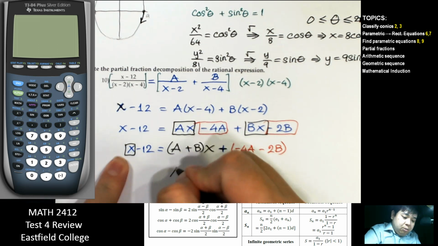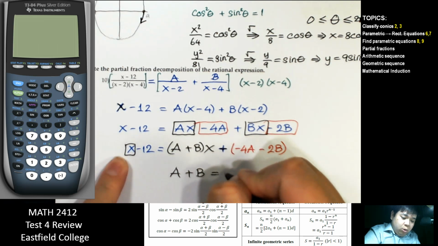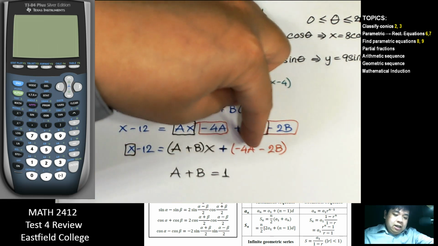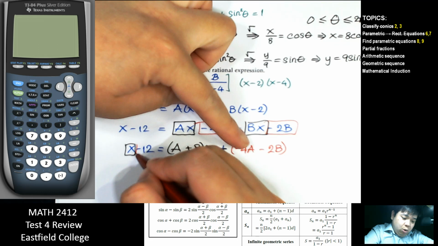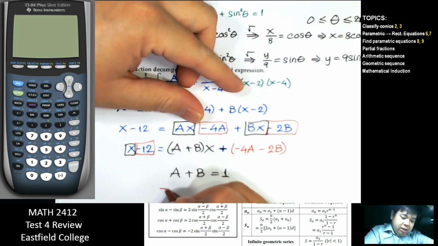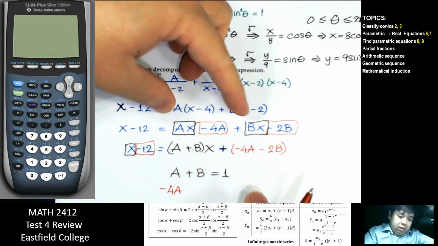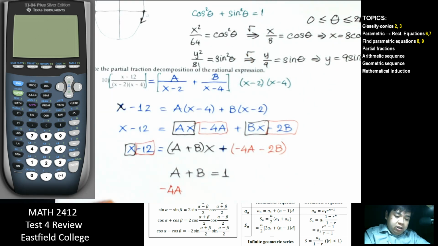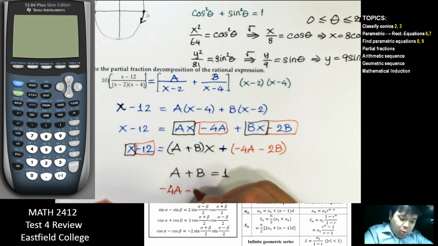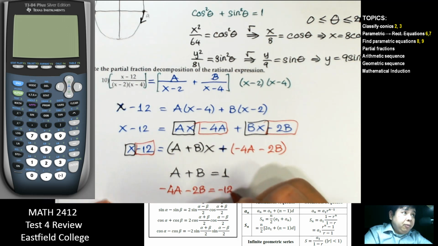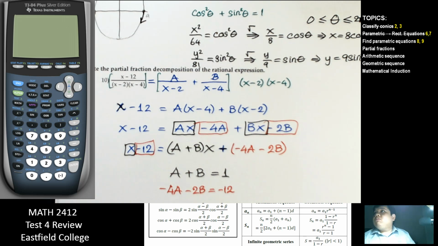Therefore, A plus B must be equal to 1. And then that coefficient must be equal to this coefficient. So the same power terms, we have the same coefficient. That is what we call the undetermined coefficient. Right, now we'll go to this.